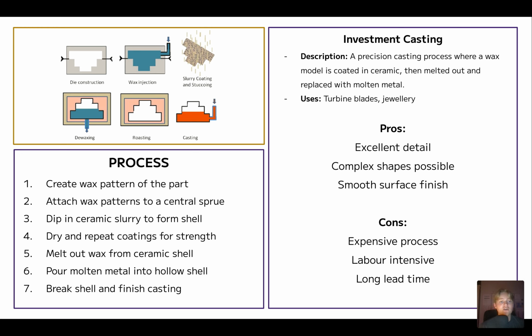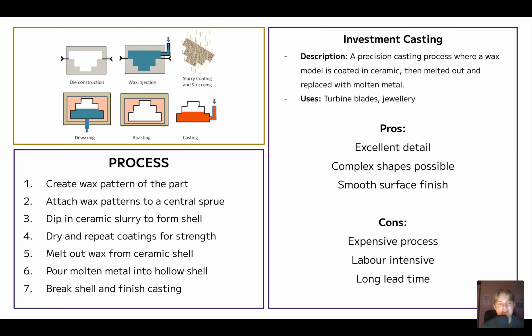The process you'd need to describe in your exam would be, the first step, creating a wax pattern of the part, and then attaching that wax pattern to a central sprue, at which point you can then dip it in a ceramic slurry to form the shell. And then once you have that ceramic shell, you can dry.